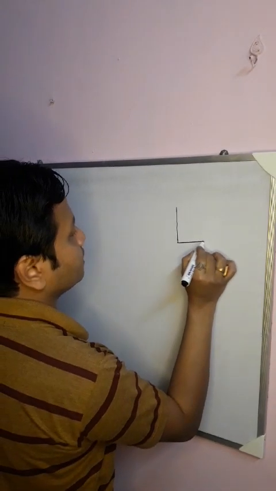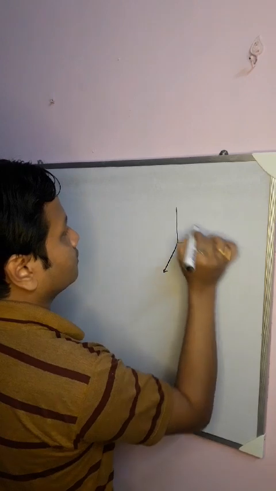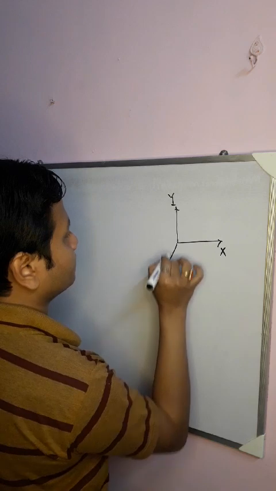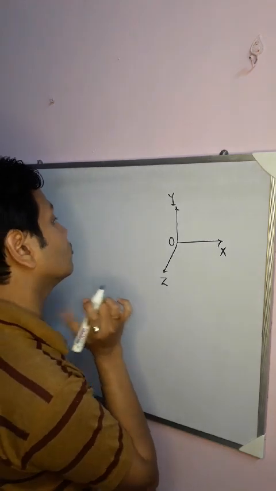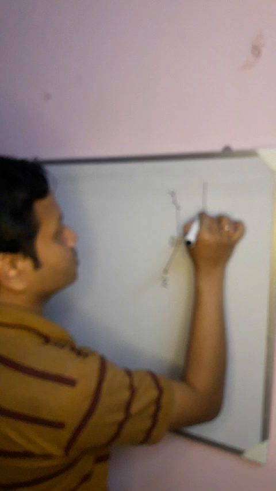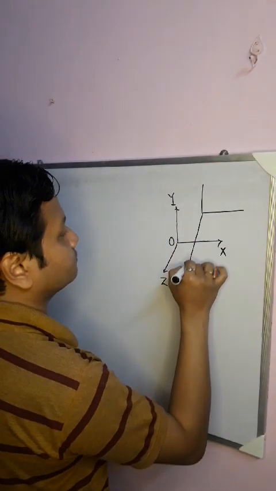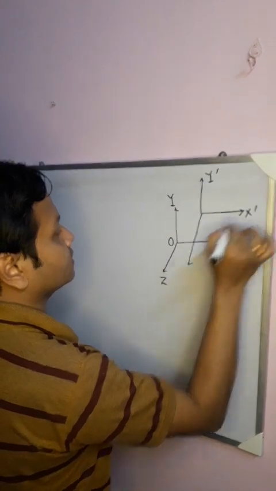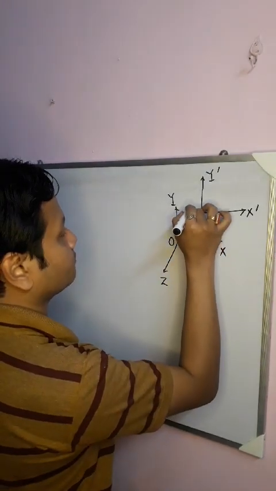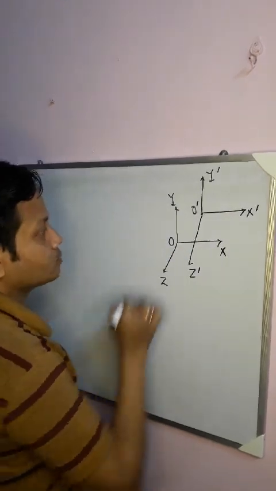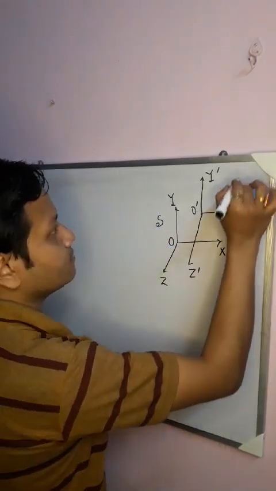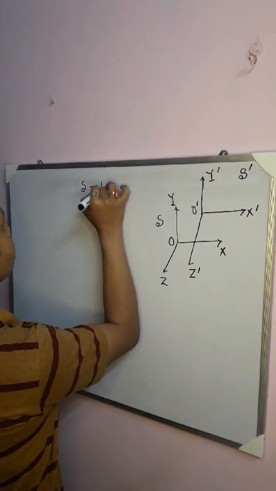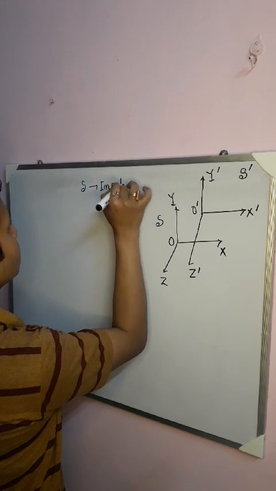Okay, suppose there is an inertial frame. Say this is x, say this is y, and this is z, and this is the coordinate center O. Now we choose another frame S dash. Say this is y dash, x dash, z dash, and this is O dash. So this is the S frame, that is the inertial frame, and this frame is S dash.